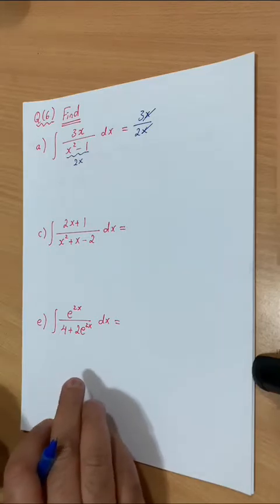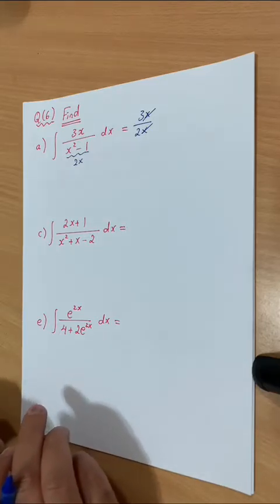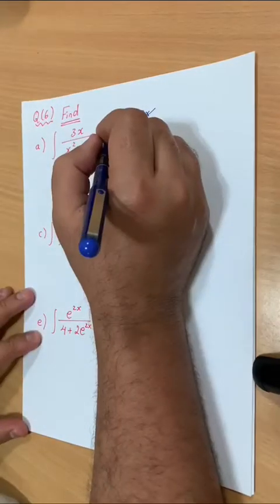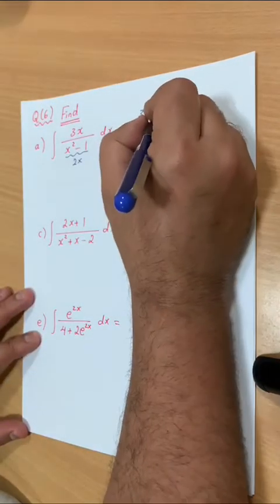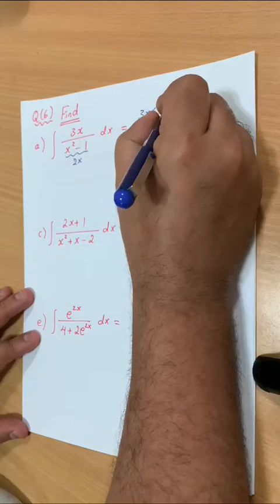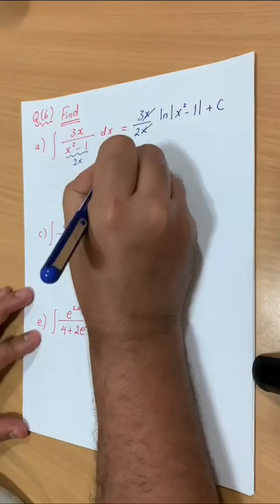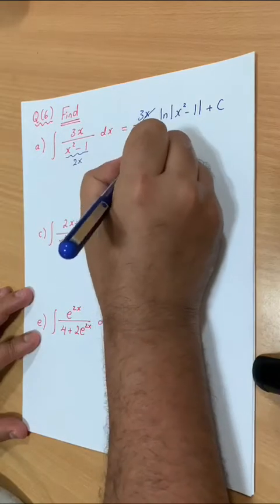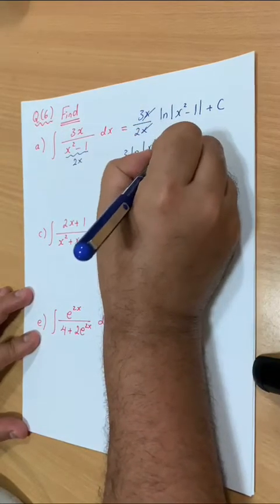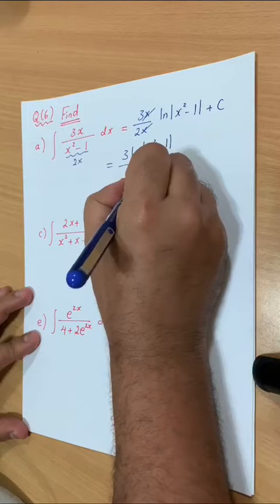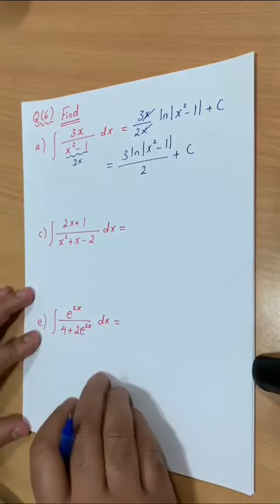So you need to divide by 2. So 3 over 2. Then ln of the denominator, x squared minus 1, plus c, or 3 ln modulus of x squared minus 1, all over 2, plus c.